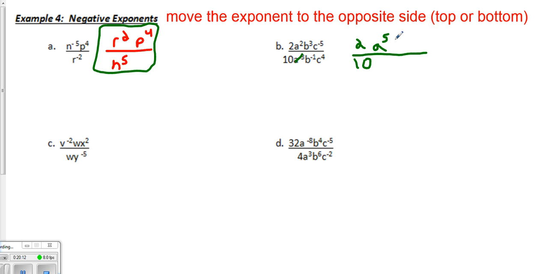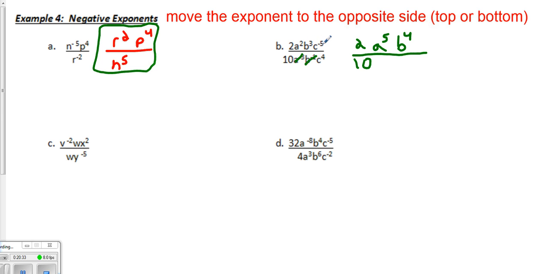Same thing with b. Instead of this b to the negative 1, we move 1 up to the top. Get rid of it on the bottom here. There was already 3 of them here, so now there would be 4, b to the 4th power. You're just kind of moving them from the bottom up to the top. You're adding that 1 on here.